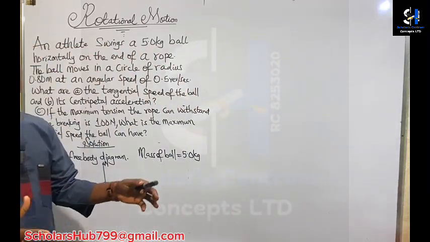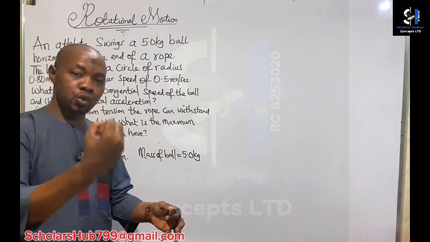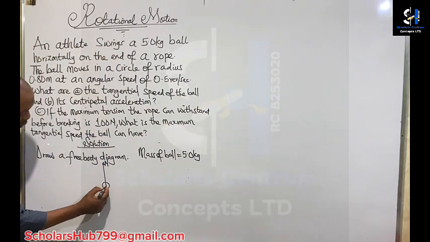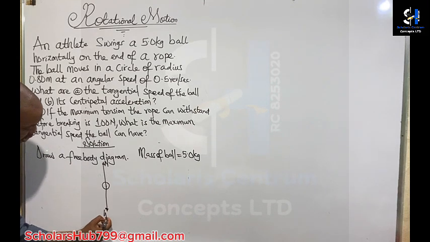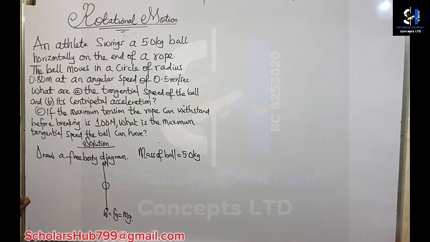Weight is the gravitational pull on an object or on a body towards or near the surface of the earth, or the center of the earth. So we have the weight. Now the weight will be equal to the force of gravity, and that will be equal to mass times gravity.